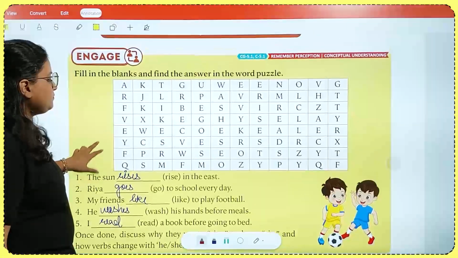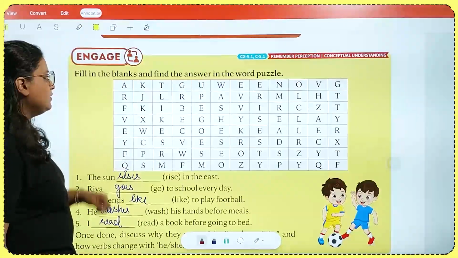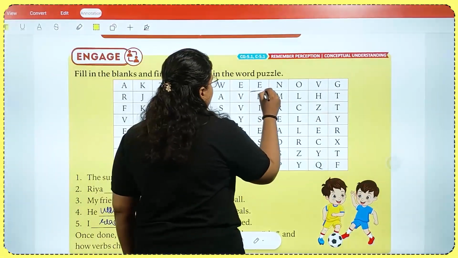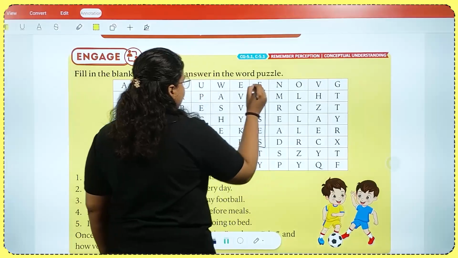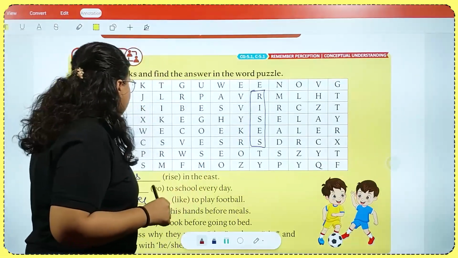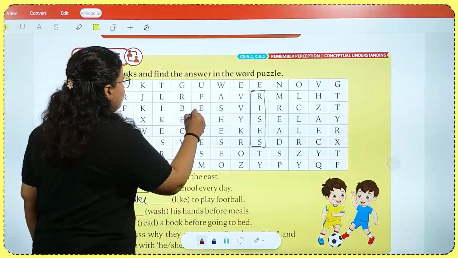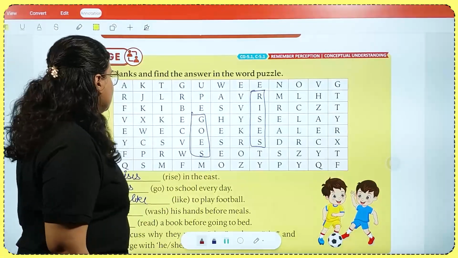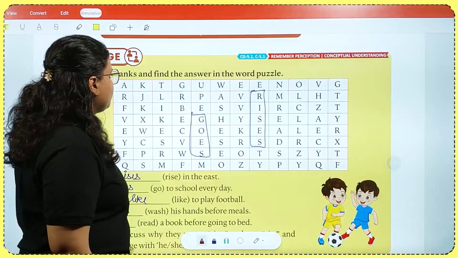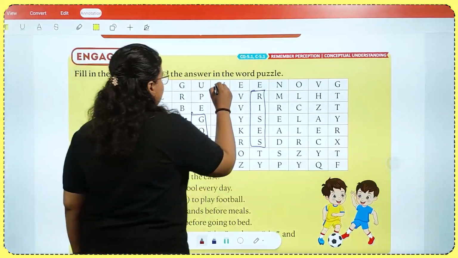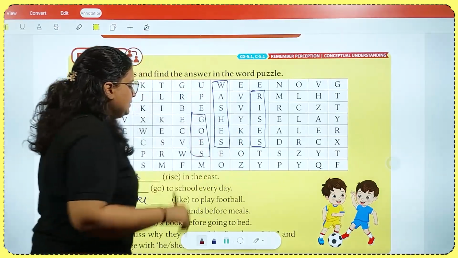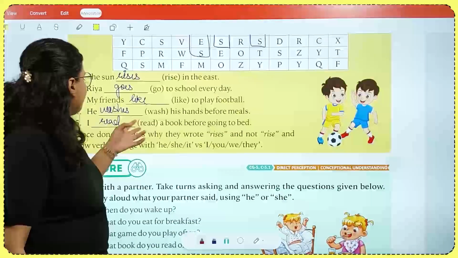So now you have to find these words in this word puzzle. Like, rises is here. Then what are other words for that? Goes, washes. Like this, you can find the rest of the words.